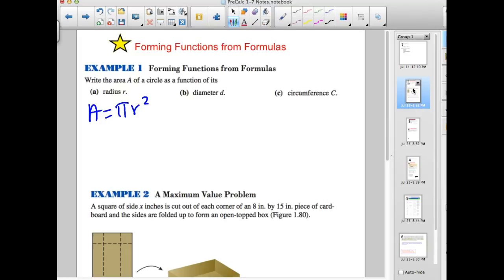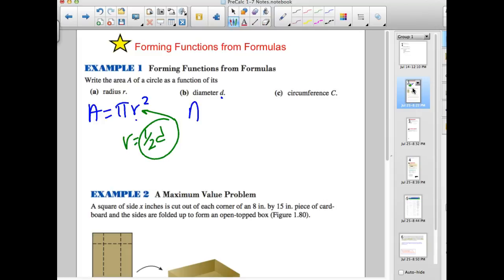The second two parts say, what if we know the diameter or the circumference? Can we rewrite that formula? So instead of it being in terms of r, we want it to be in terms of d. What is the relationship between r and d? r is half of d. So we could take this and substitute it in. All right, let's do that.